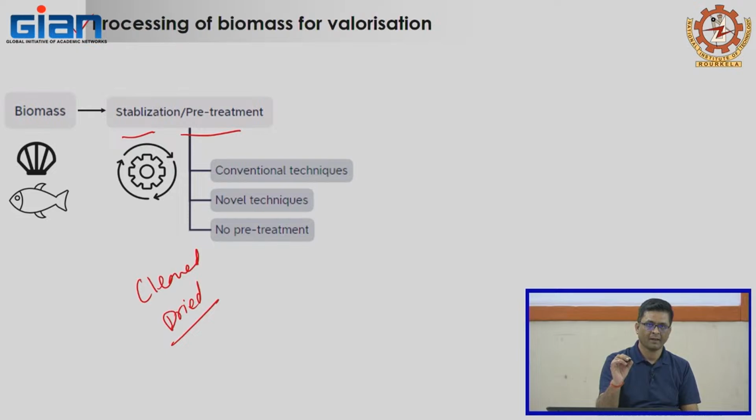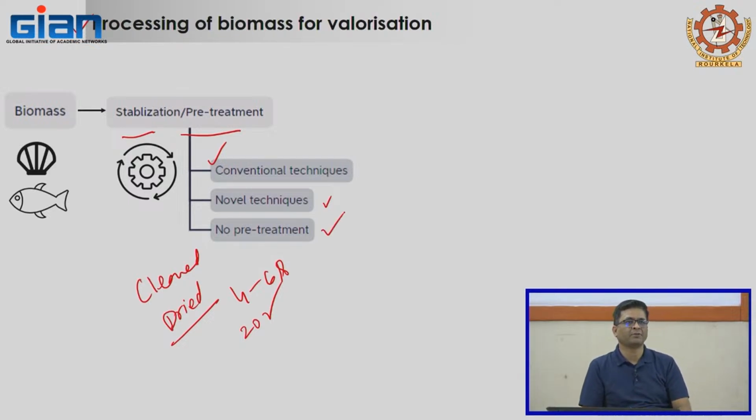When I say pre-treatment, that does not mean something complicated technology. So, conventional technique, drying in hot air, 4 to 6 hours or 8 hours. Using microwave for drying, 20 minutes, drying completed. Or in some cases, you do not have to do any pre-treatment. So, you can use fresh shells directly. In that case, you do not have to use a huge amount of water.